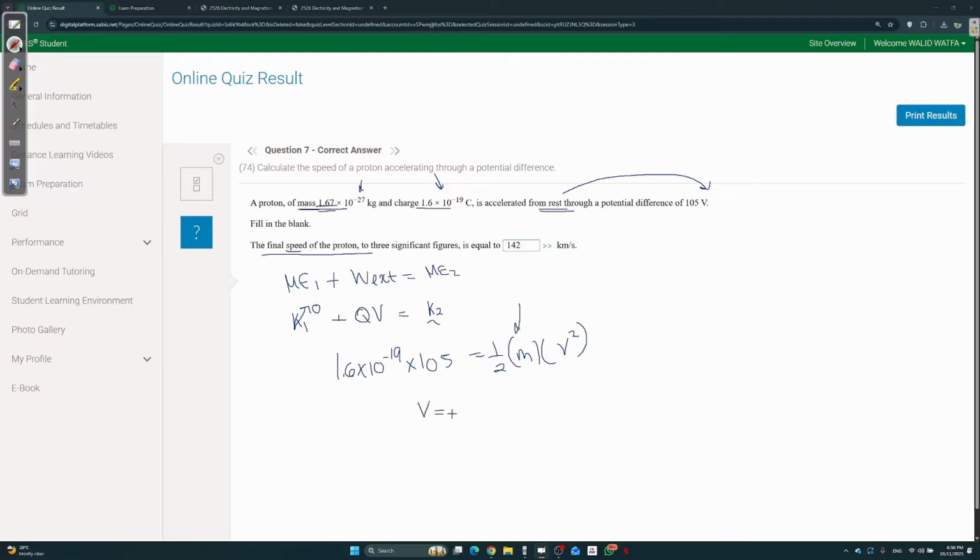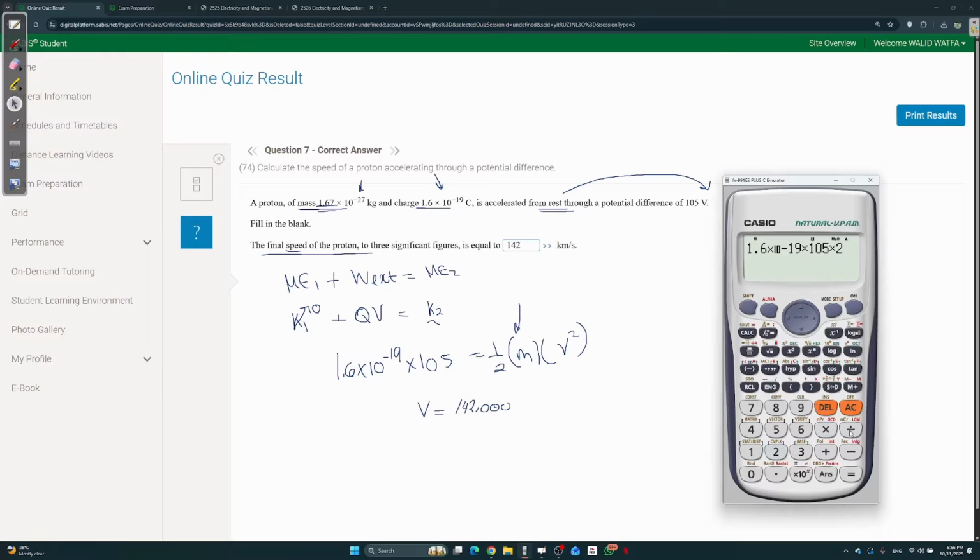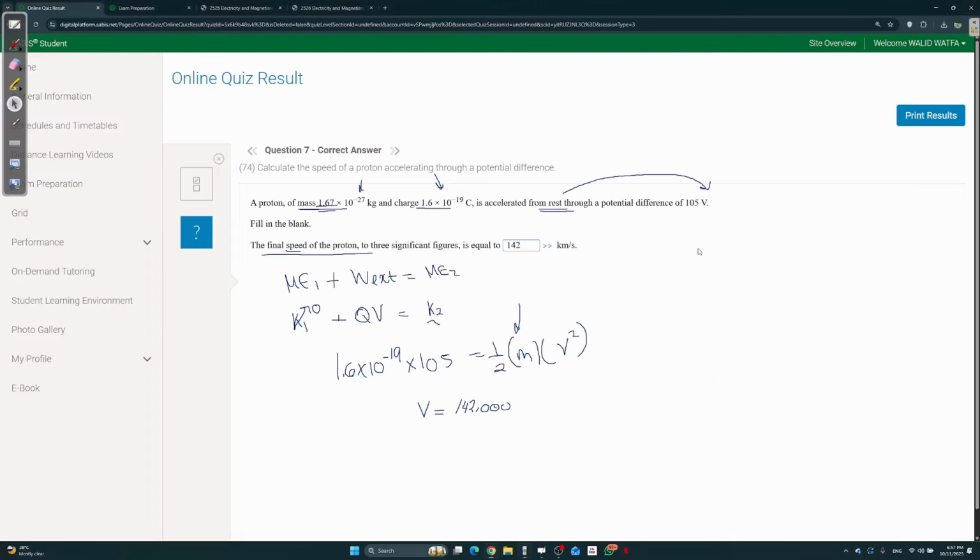Okay, so now solving for V should get you 142,000. Let's see. So you get 1.6 times 10 to the minus 19, times 10 to the 5, times 2, divided by this mass, and then square root this, you get this. Now they want it in kilometers per second, so you divide by 1000, and you get 142 to 3 significant figures. Okay, very easy.